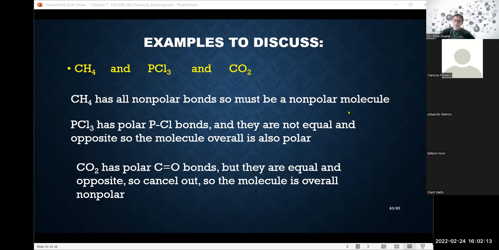Okay, and we talked about carbon dioxide, even though having polar bonds, they're equal, but in opposite directions, and therefore cancel out. The molecule overall is nonpolar. So if I were to use that information, I can now make a prediction and say that methane, CH4, and carbon dioxide are nonpolar, and therefore would exhibit very low solubility in water.